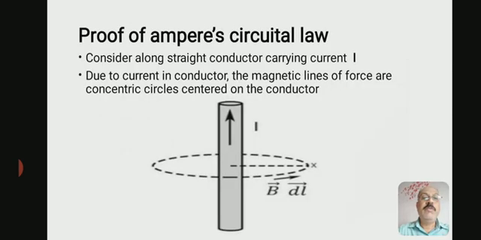Now, proof of Ampere's circuital law. For this, consider a long straight conductor carrying the current I as shown in the figure. All of you know that when current passes through a conductor, a magnetic field is produced around that conductor. The magnetic field consists of a number of magnetic lines of force. Due to the current in the conductor, the magnetic lines of force are concentric circles centered on the conductor.